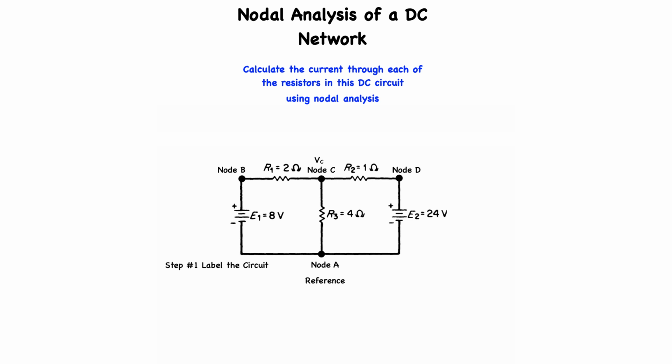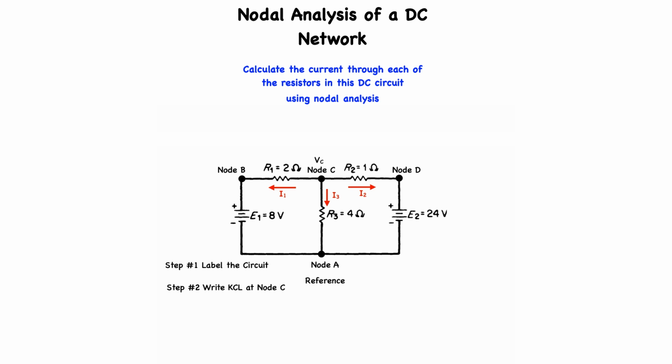Let's assume that VC is greater than the voltage at node B and greater than the voltage at node D. When all three currents are drawn arbitrarily, remember these directions are arbitrary and may change depending on the outcome of the mathematics. The direction of I1, I2, and I3 is assumed to be emanating from node C and towards the reference node A.